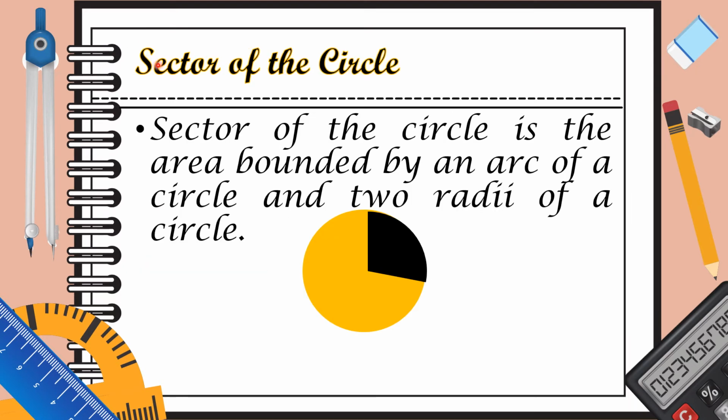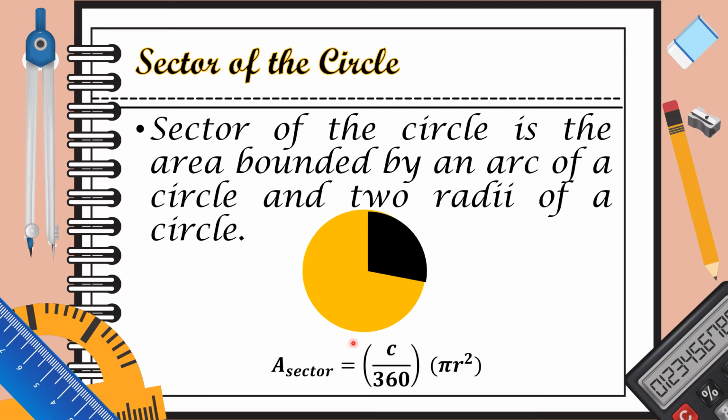Ngayon naman, i-discuss natin ang tungkol sa sector of the circle. The sector of the circle is the area bounded by an arc of a circle and 2 radii of a circle. So, ito po yung arc ng circle, at ito yung ating radii ng circle. Radii is the plural form of radius. So, yung area bounded by the 2 radii and the arc of a circle, yun yung tinatawag natin as sector of the circle. Sabi ko nga sa inyo, para siyang slice ng isang pizza.